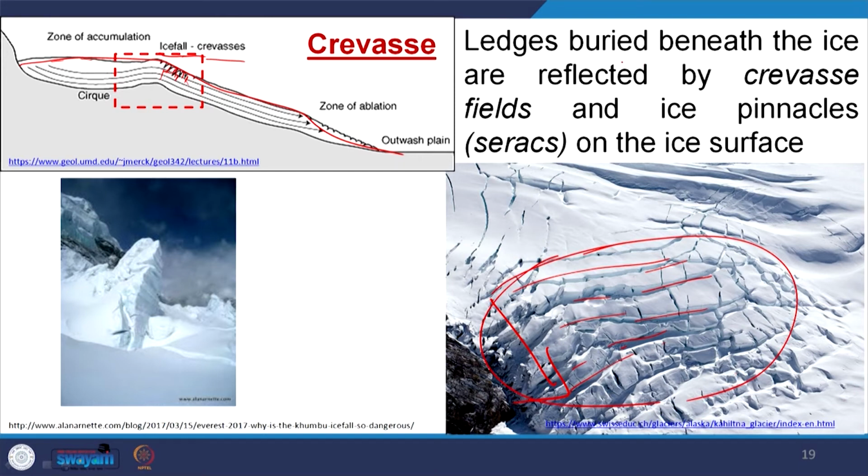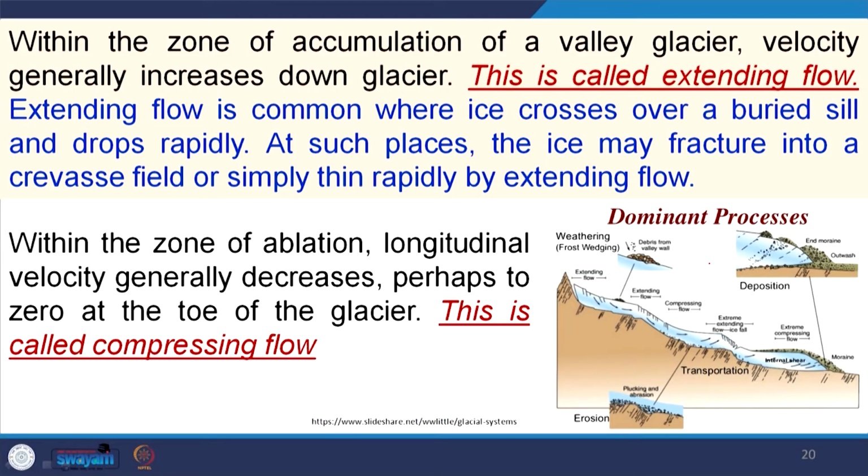So, ledges buried beneath this ice are reflected by crevasse fields and ice pinnacles on this ice surface. These are the ice pinnacles, and here we are getting some extensional cracks, and these ice pinnacles and crevasses represent the extensional regime within that glacial surface. Within the zone of accumulation of a valley glacier, velocity generally increases down glacier. This is called extending flow. Extending flow is common where the ice crosses over a buried sill and drops rapidly. At such places, the ice may fracture into crevasses, a crevasse field, or simply move within the rapid and extending flow.